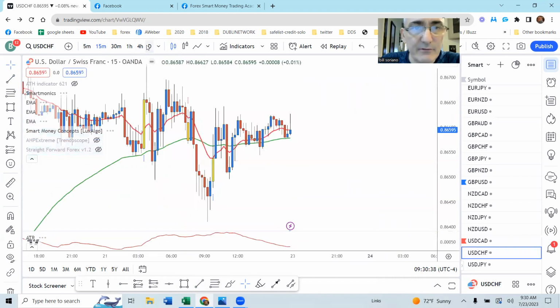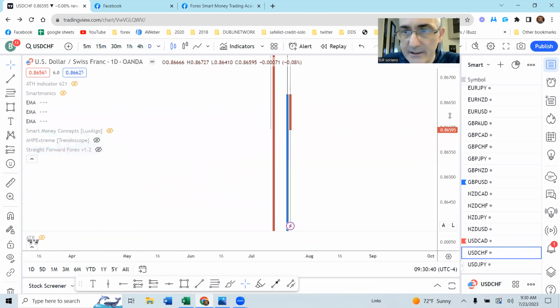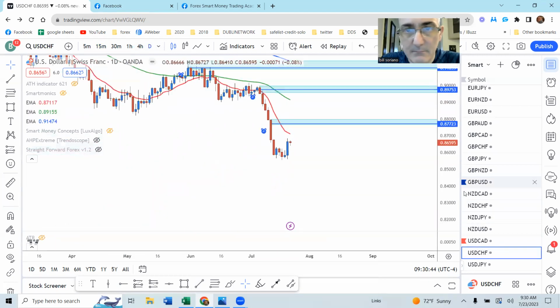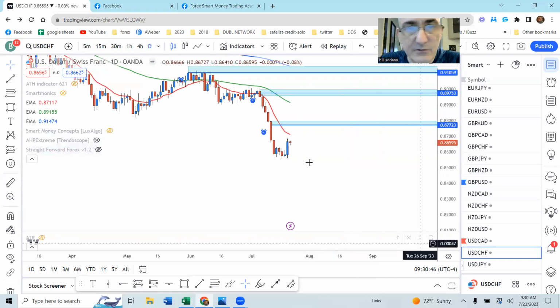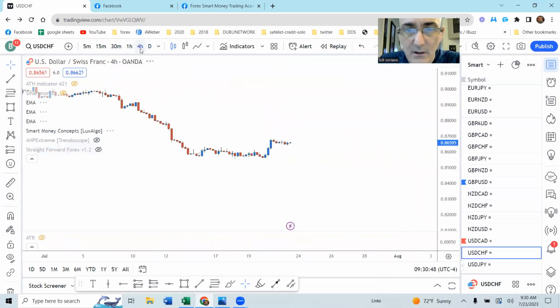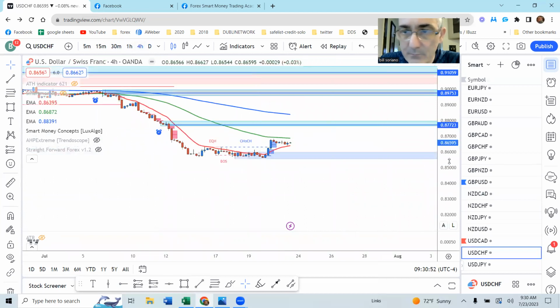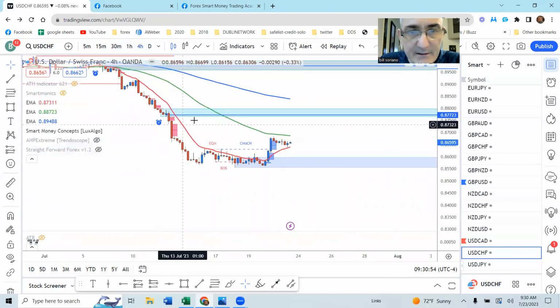USD CHF daily chart, looks like we're going to be what? Bearish, pretty bearish here on the daily chart, definitely bearish. On the 4-hour, it looks like we have this order block right here marked up, which still looks valid to me. We have an engulfing candle after it. We have imbalance, so we're going to leave that alone.